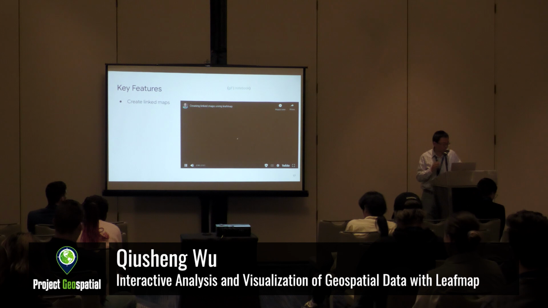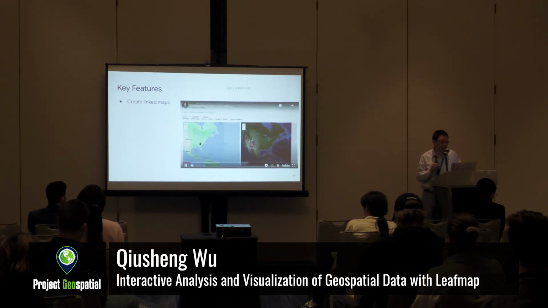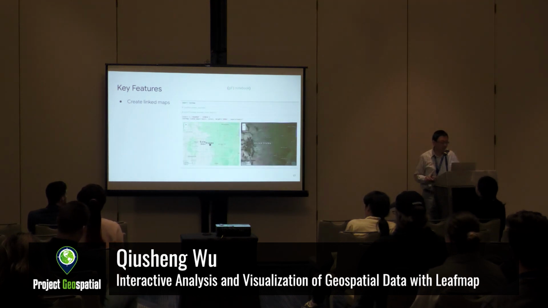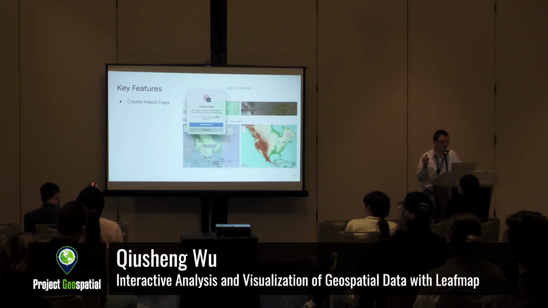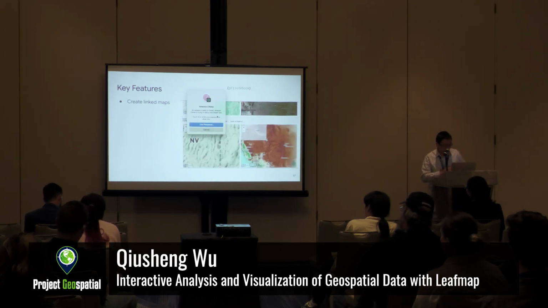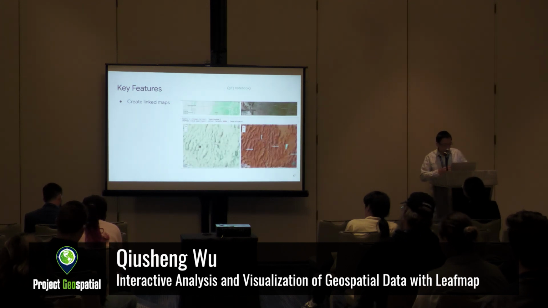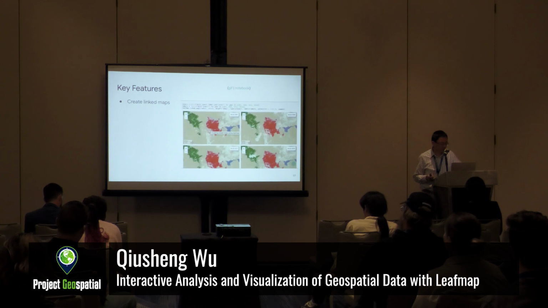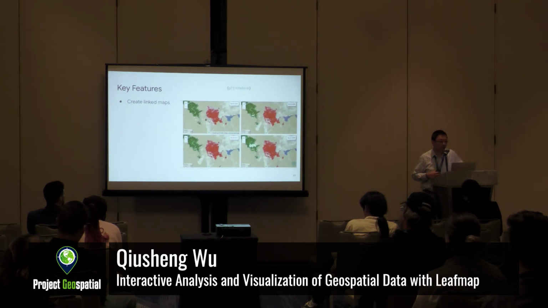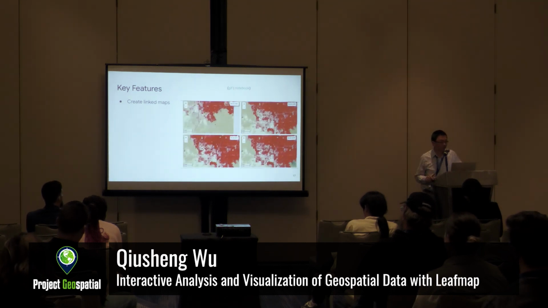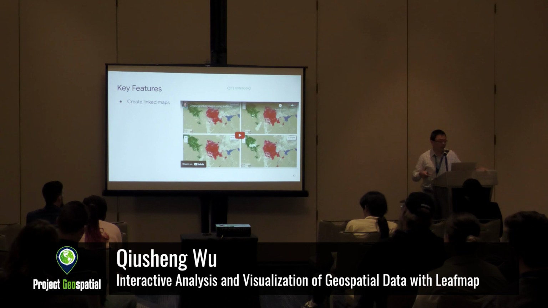Besides the split map, you can also do linked maps. Linked maps basically means you can have multiple map views, and they're all linked together side by side, 2 by 2, 4 by 4, whatever way you want. So this is good especially for remote sensing data visualization. You have different spectral band combinations. Sometimes you just need to look at all of them so that you can see which feature may be highlighted.